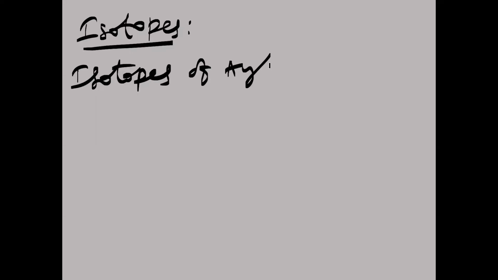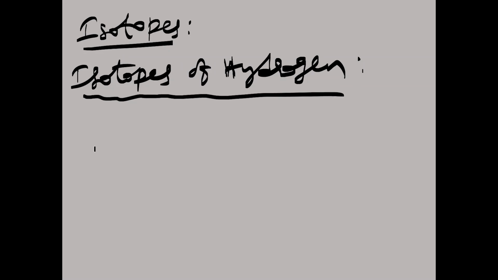Suppose you take isotopes of hydrogen. So what are the isotopes of hydrogen? 1H1: atomic number 1, mass number 1. 1H2: atomic number 1, mass number 2. And 1H3: atomic number 1, mass number 3.